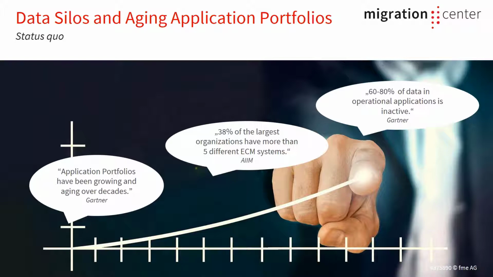So as you can read here on the slides, that's not something I invented. It's really that 38% of the largest organizations have more than 5 different ECM systems. And for the bad, there's the fact that about 60 to 80% of operational data of operational applications is inactive. And that's getting even worse by the fact we have new paradigms like big data, where you keep rather more than less data, increasing regulations, and last but not least, increasing pressure for innovations.